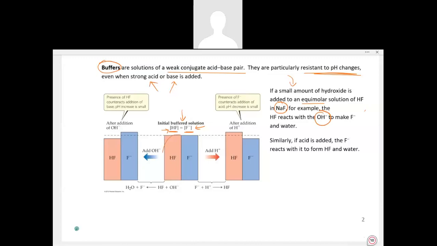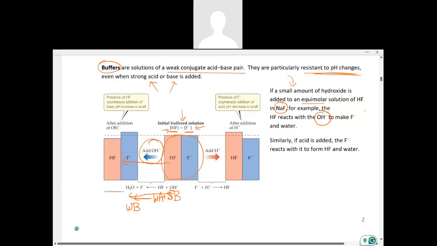Let's go down to our image below. We see our buffer system here in the middle with our equimolar amounts of HF and F negative. We add hydroxide. We can see in this equation below, the strong base reacts with my weak acid to increase the weak base concentration. So we're adding strong base, our hydroxide, that's my SB in this equation. My weak acid that's already in my buffer, HF, reacts with that, and we get a production of weak base.